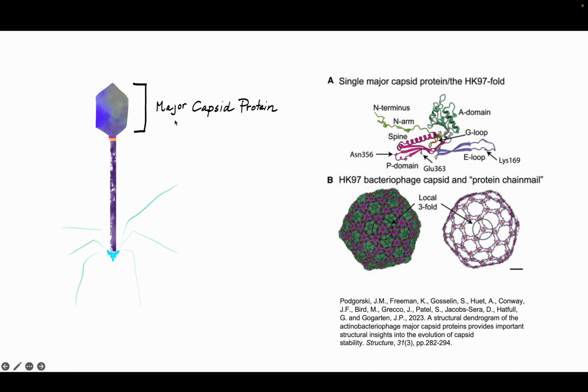So one of the first proteins that I want you to learn about is called the major capsid protein. And it's the major capsid protein because it's the protein that essentially makes up this icosahedral head. And there are other minor capsid proteins that contribute to this head, but this is the major subunit of this capsid. And what we're showing here is the major capsid protein from a rather famous phage called HK97. And this single protein makes up the majority of this capsid.